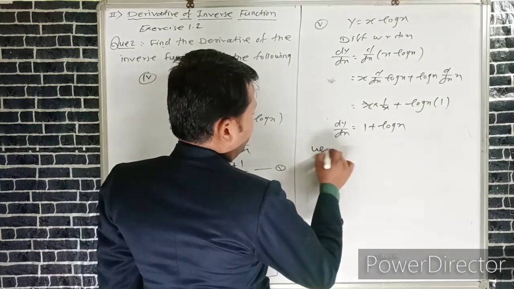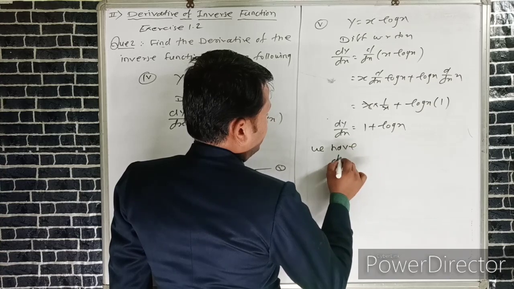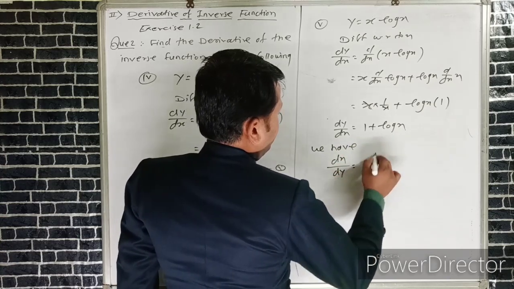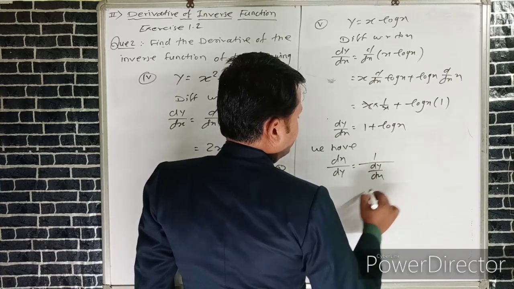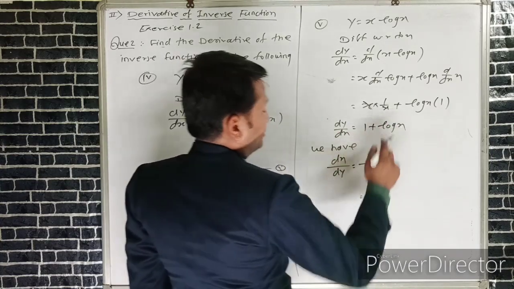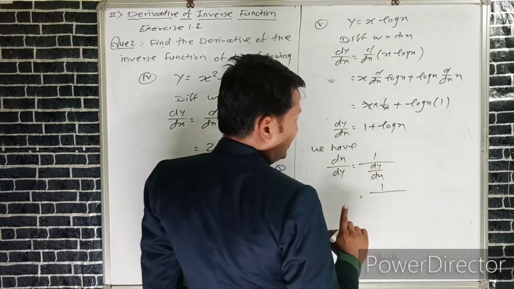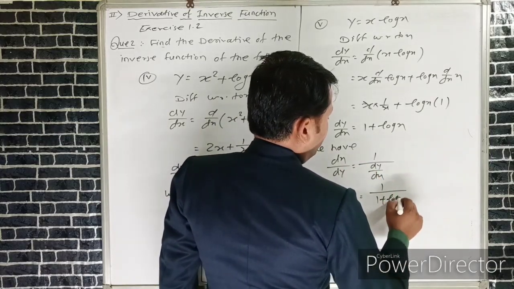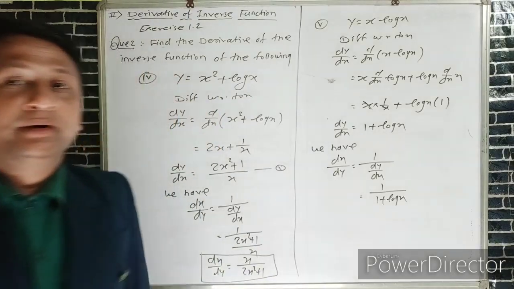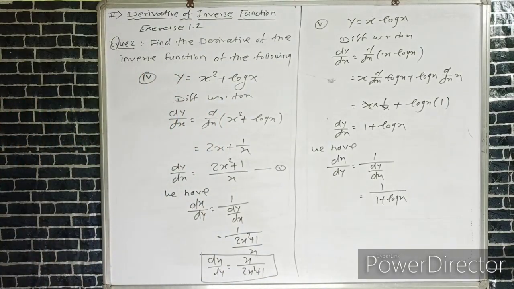But we have to find dx upon dy. Hence, we have dx upon dy is 1 upon dy by dx. The value of dy by dx is 1 plus log x. This we can write dx upon dy is 1 upon 1 plus log x, which is the required derivative of the given function.